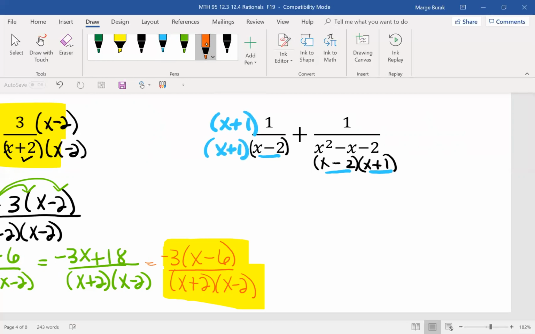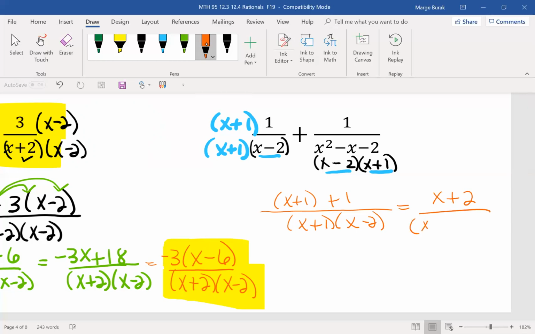All right, so our common denominator is going to be x plus 1, x minus 2. And this first fraction just is an x plus 1. And this second fraction is already done. So we're just going to plus 1. And then we'll combine that to become x plus 2 over x plus 1, x minus 2. And there's nothing to cancel. See, that we could cancel if they were similar, but there's nothing there.